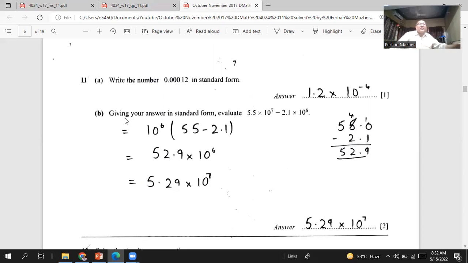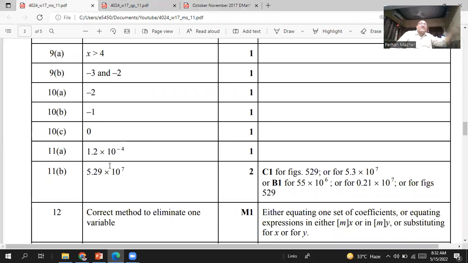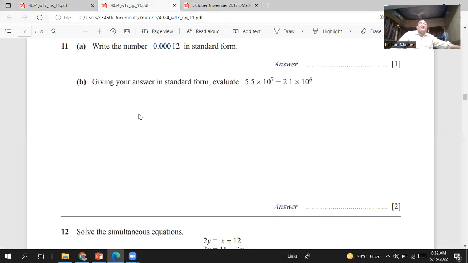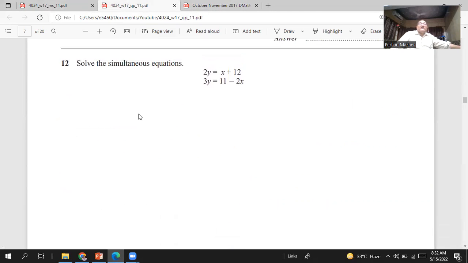This is not the standard form. So what we will do, we will move this one step here. So it will become 5.29 into 10 raised to the power 7. So that is the answer. So let's check question number 11. Yeah, 5.29 into 10 raised to the power 7. That is the right answer, sir. Okay, now we are going to the next question.